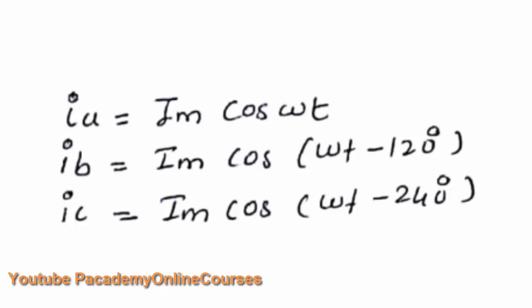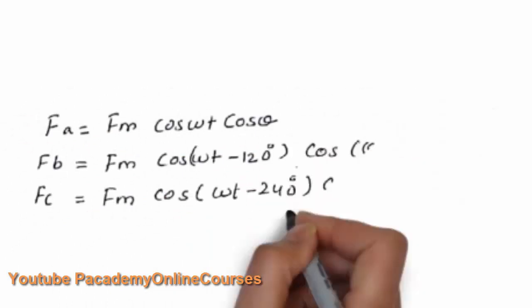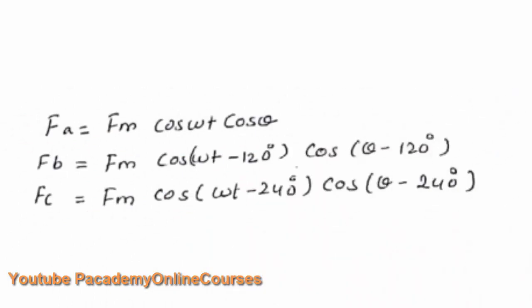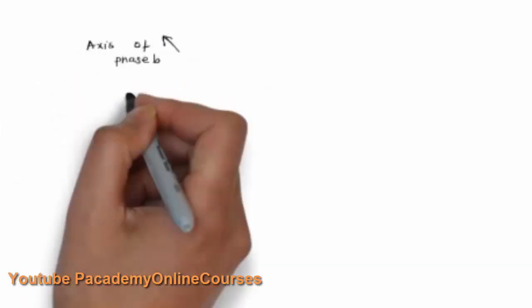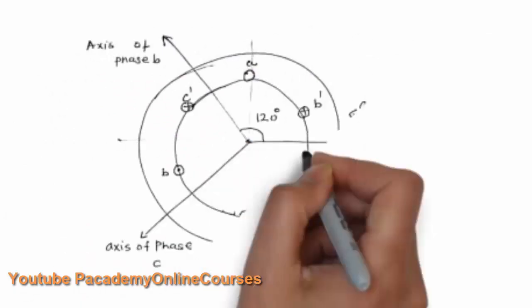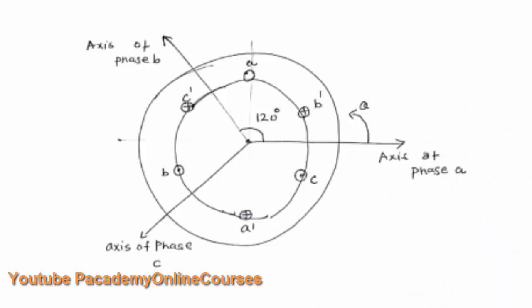so that the first will come, then the second, and then the third, and the values will have a lag of 120 degrees. The resultant MMF produced due to each of these currents in the A winding, B winding and C winding will also have a phase difference of 120 degrees, and when you add these three, the resultant MMF will vary in both space and time.